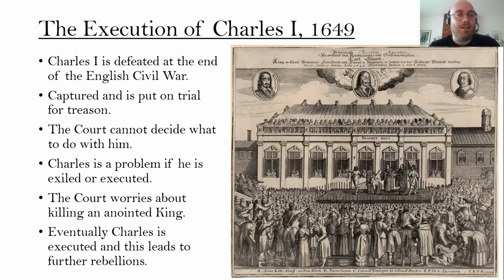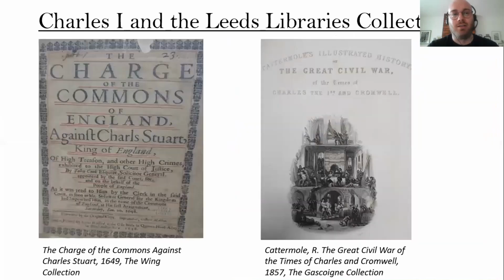And so you can either exile Charles I, which means that the civil war will just be prolonged because Charles I will keep on rebelling, or you execute him, and that will probably cause a whole host of other problems. So in the end, the court does decide to execute Charles I, and this does lead to further rebellions that Oliver Cromwell has to try and put down, eventually leading to the restoration of the monarchy under Charles II in 1660. So it just shows that even if you capture a high-ranking noble who's been convicted of treason, what on earth do you do with them that's not going to cause more problems in the future? And we have so many interesting items about Charles I in the Leeds Libraries collections.